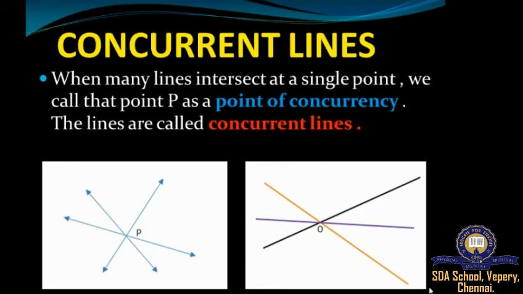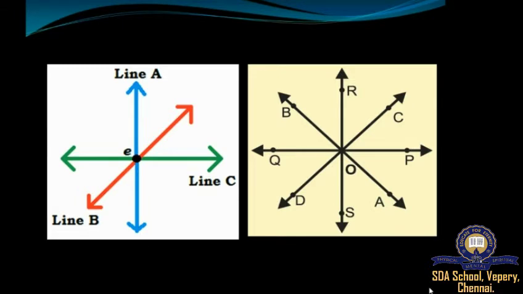I hope you have understood, students. These are also examples of concurrent lines. You could see that lines A, B and C intersect at point E. So point E is called the point of concurrency and lines A, B and C are called concurrent lines. Similarly, in the fourth image, lines RS, CD, AB and PQ intersect at point O. So O is called the point of concurrency and the lines RS, CD, AB and PQ are called the concurrent lines.